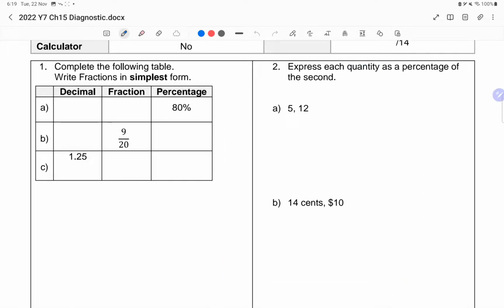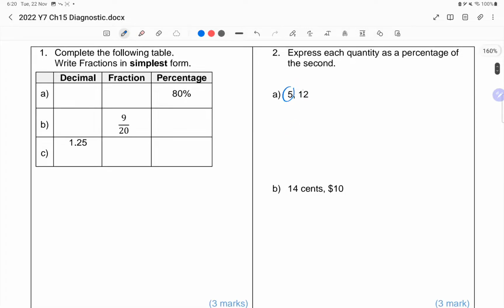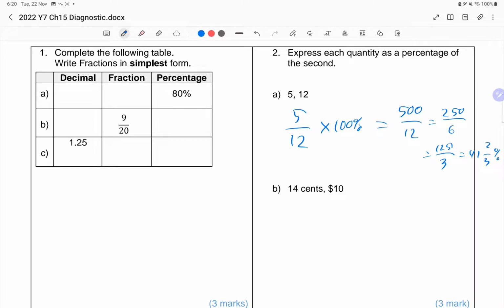Each quantity as a percentage of the second. So this one as a percentage of that means what? It's 5 on top, so that's the fraction, but then you need to times it by 100% to get percentage. Did you miss the times 100%? Yes, that was the main reason. Then you've got 500 over 12 percent, which you can simplify first. So 250 over 6, simplify one more time, 125 over 3, and then divide it. That will be 41 and 2 over 3%. Make sense?